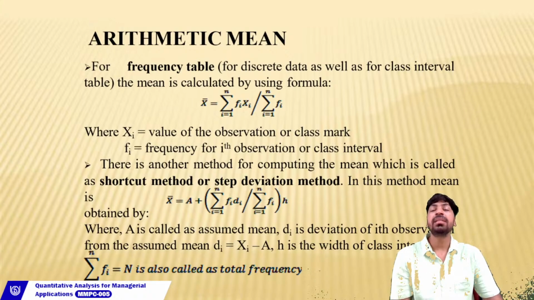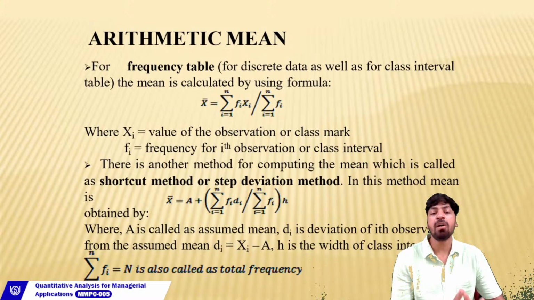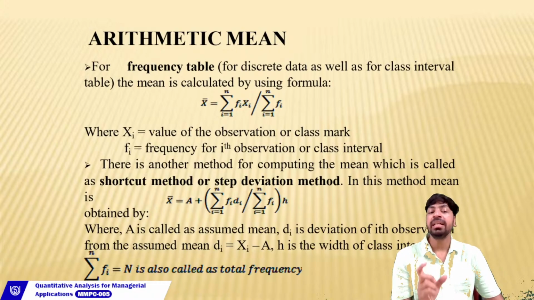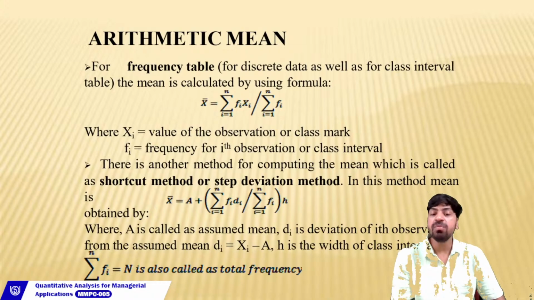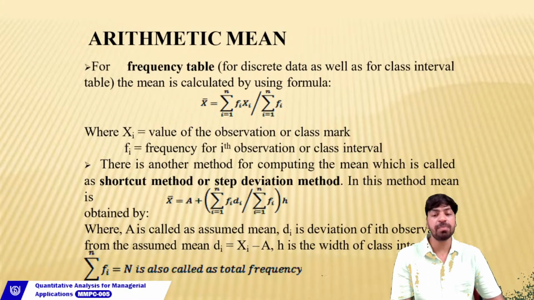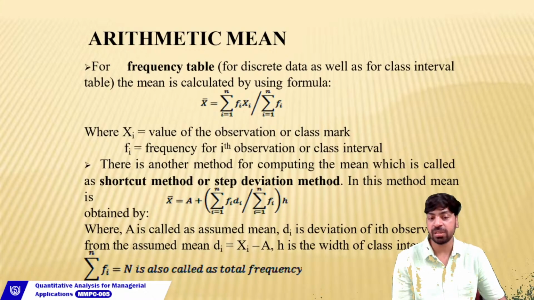There is another method to calculate the mean, that is the shortcut or step deviation method. In this method, the mean is obtained as x bar equals a plus sigma f d i by sigma f into h, where a stands for the assumed mean, n or sigma f is the total frequency, and d stands for deviation, that is the difference between the values of observation and the assumed value.